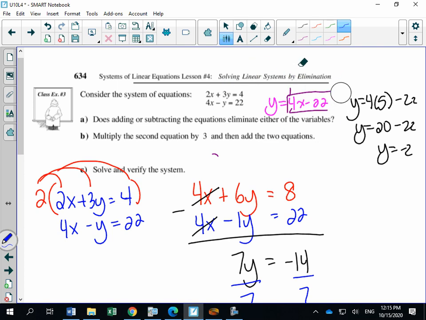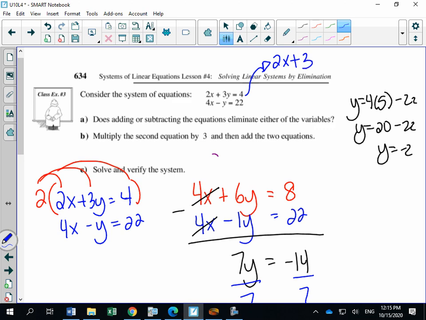Do you guys know which one I would choose? Do you guys think I would choose 1 or 2? I'm going to choose 1. Yeah, it doesn't matter. I just, for whatever reason, I worry that students are going to mess up with the negative here. So I would say, okay, I'm going to choose this guy.